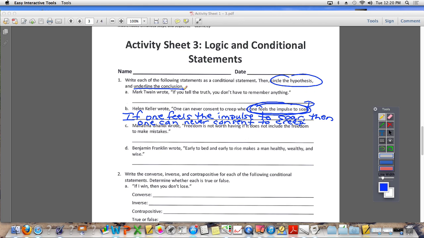All right, Benjamin Franklin wrote, that one's not so bad. If you get to bed early, you get up early, then you finish out the sentence, right? And then I'm going to stop, and I think that I have given you enough information now that you should be able to finish this.